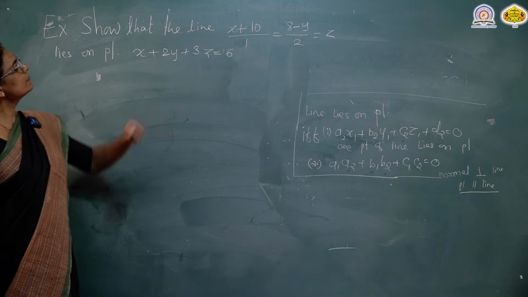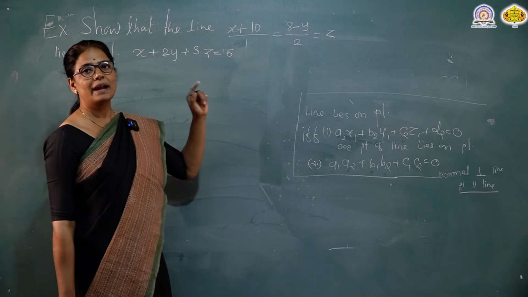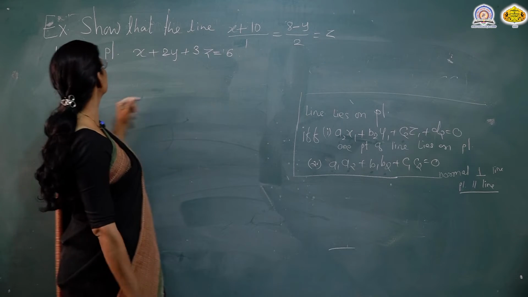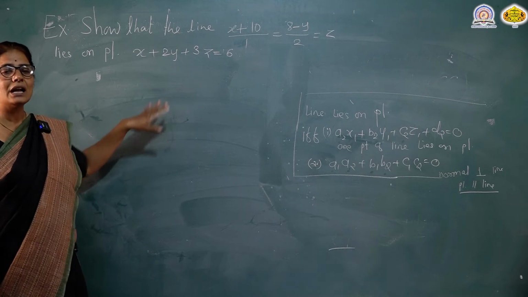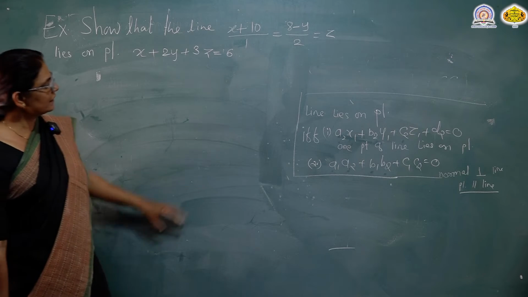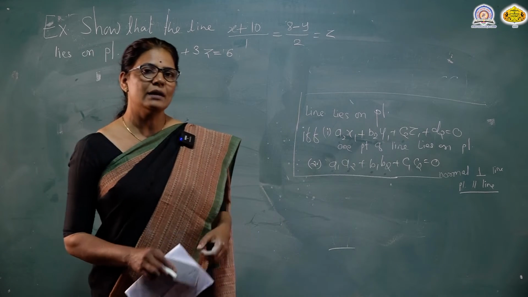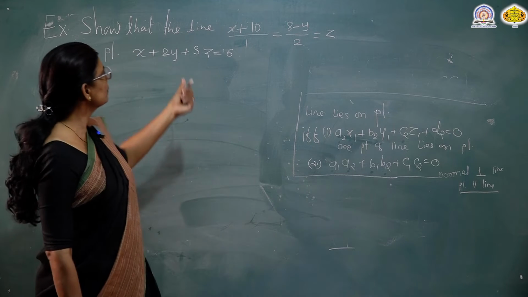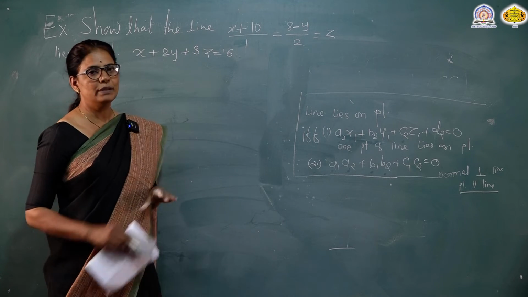Show that the line (x plus 10) upon 1 equals (8 minus y) upon 2 equals z lies on the plane. Actually, there are two methods. The first one is to apply our theory method, or otherwise check these two conditions. Both methods are the same. So now here I apply the theory method. First we have to find the arbitrary point of the line and put it in the equation of the plane.